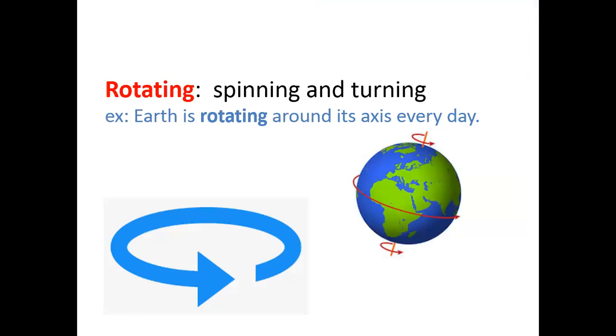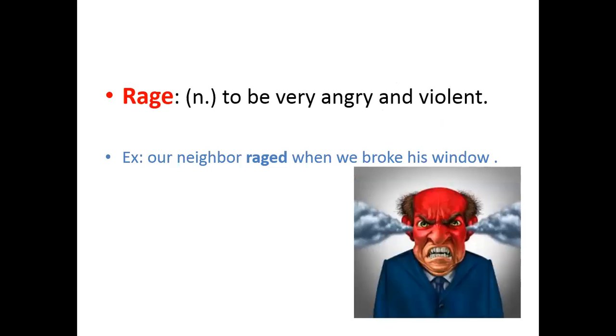The next word that we have is rotating. I'm sure you're quite familiar with this word. Rotating means spinning and turning. For example, when you rotate the mobile phone horizontally to play, you're turning or spinning the mobile phone. Or another example, when we say Earth is rotating around its axis every day, it's turning around its axis, right? Okay, perfect.